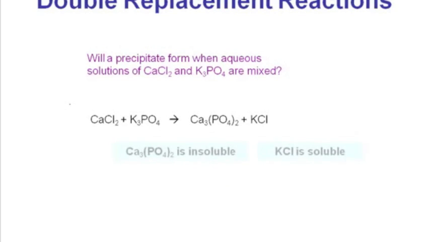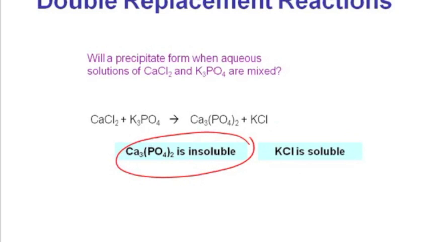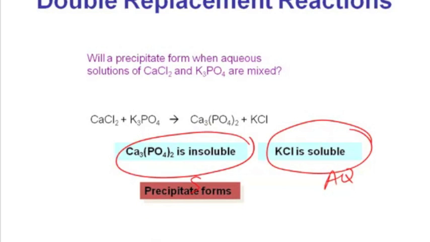So, will a precipitate form? The answer is yes. So this is my solid, and this is my aqueous. How do I write this? Well, it looks like this. Notice the solid goes right after, and notice the aqueous comes right after that compound formula.